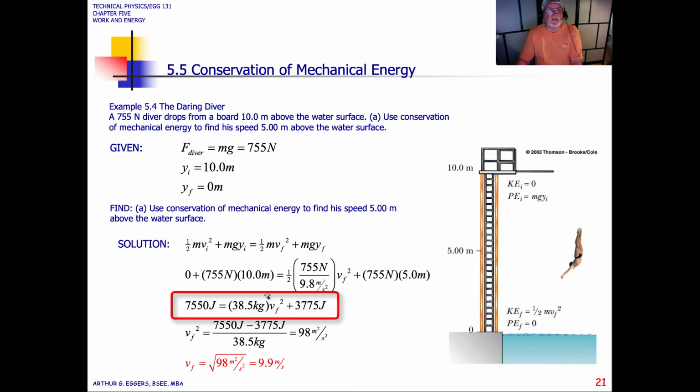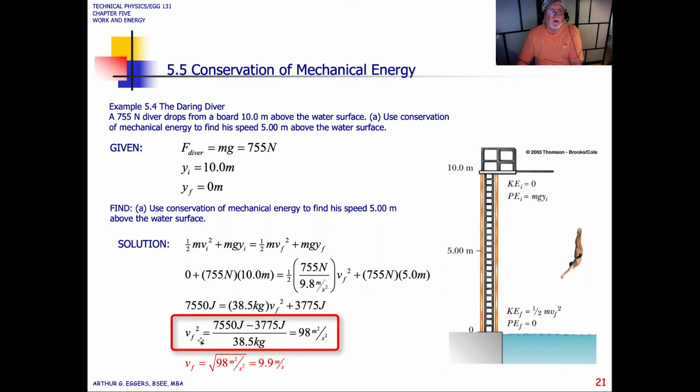So now let's pull out the one unknown that we have here. What we're going to do is move the 7550 to the other side of the relationship. We're going to subtract one from the other, so we're going to subtract 3775 from 7550, because that makes sense in the lineup here. And that becomes our numerator. The denominator then becomes 38.5 kilograms. And we're going to solve for the final velocity at that point.